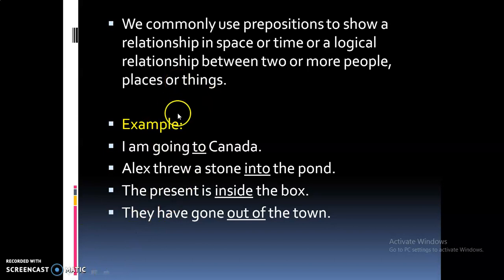And examples: I'm going to Canada. See, this "to" is underlined here, which means it's a preposition. Next example, Alex threw a stone into the pond. So again, "into" is a preposition. The gift is inside the box. "Inside" is underlined here, it's a preposition. They have gone out of the town. So "out of" is again a preposition.